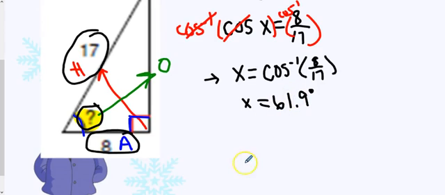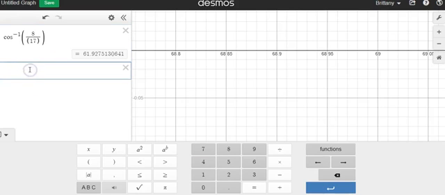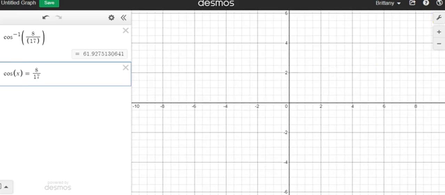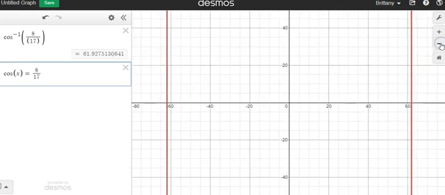So the 0.9 is going to round the 61 up, and it's going to become 62 degrees. Now let me show you what happens if you type in the relationship first. So we had cosine of x is equal to 8 divided by 17. All right, let me click back at home. Okay, I'm going to have to zoom out for a bit.